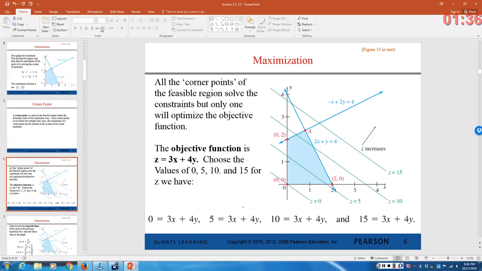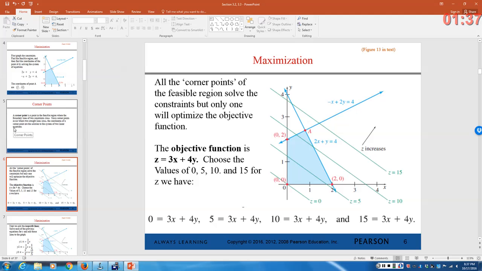How do you choose those values? It'll be a little clearer when we get finished, but you just basically choose some values that are increasing in value, okay? And just choose something convenient. 0, 5, and 10, you'll know when you finally hit one that takes you outside the feasible region. So I'm going to do these one at a time.